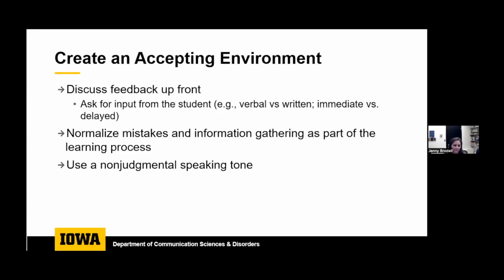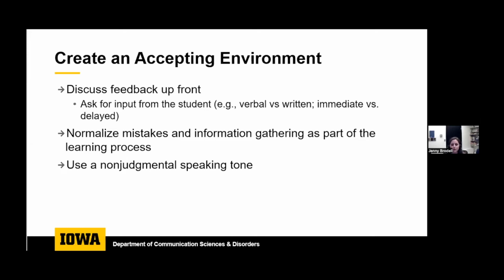Setting up an accepting environment also involves helping students to recognize that part of the learning process is making mistakes. We want to reassure them that we as supervisors are there to support them and help them learn, and that making mistakes is a typical occurrence in that process. We don't expect any student to know it all, or any practicing clinician for that matter. So we want students to recognize that the learning process is going to be continuous, that it's okay not to know something, and that their practice and gathering of resources is an essential component of the learning process.